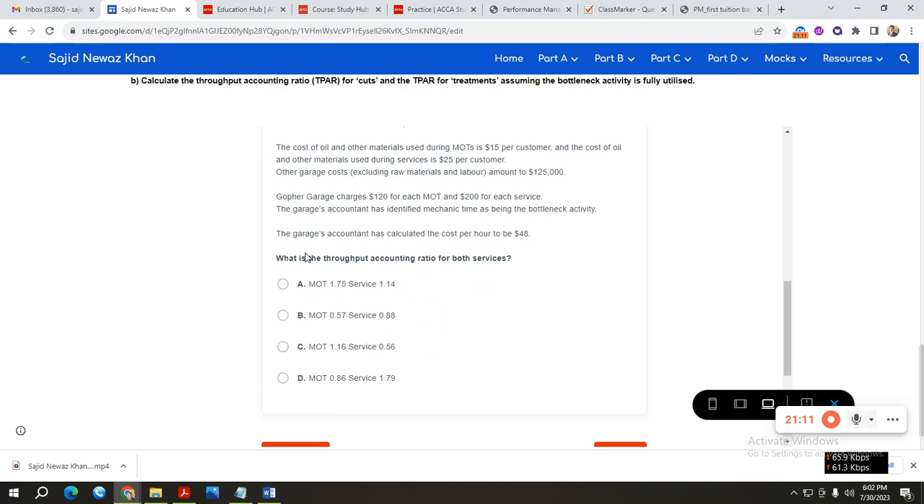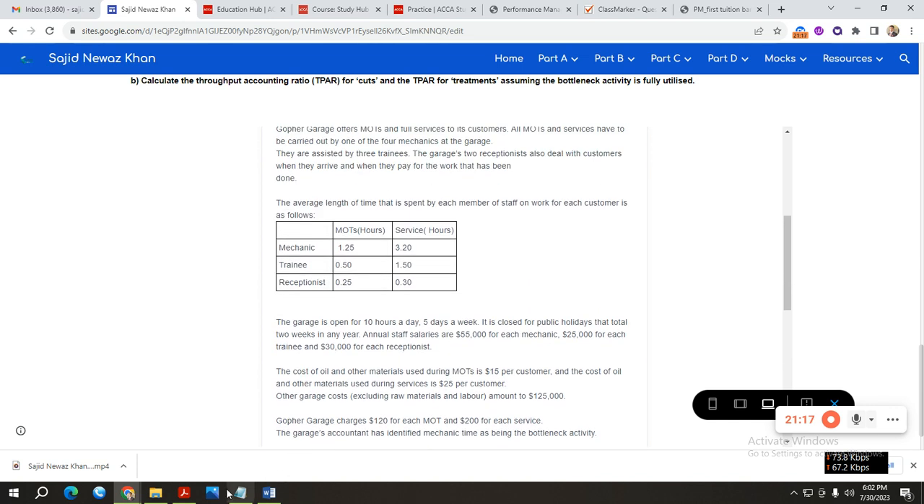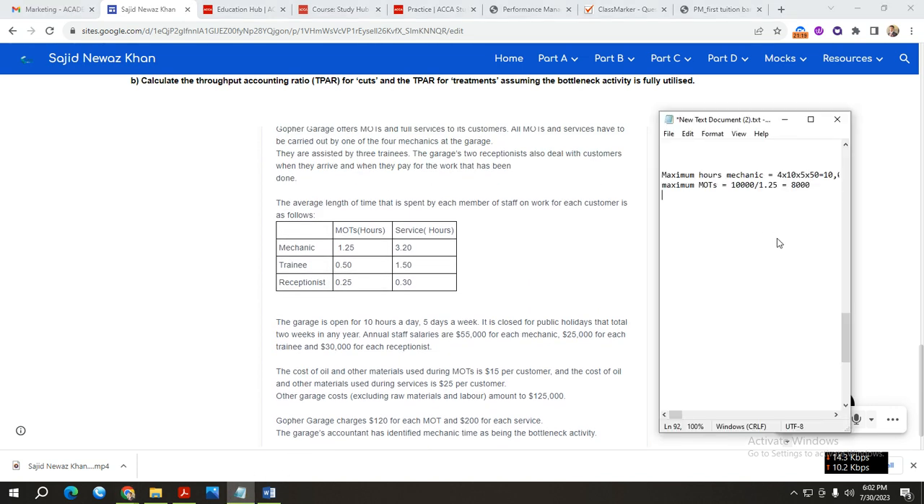Same question, except for the garages. What is the throughput accounting ratio for both services? So once again, we go back to the very basic throughput accounting ratio. Let's do this. MOTs and services. What is my return?